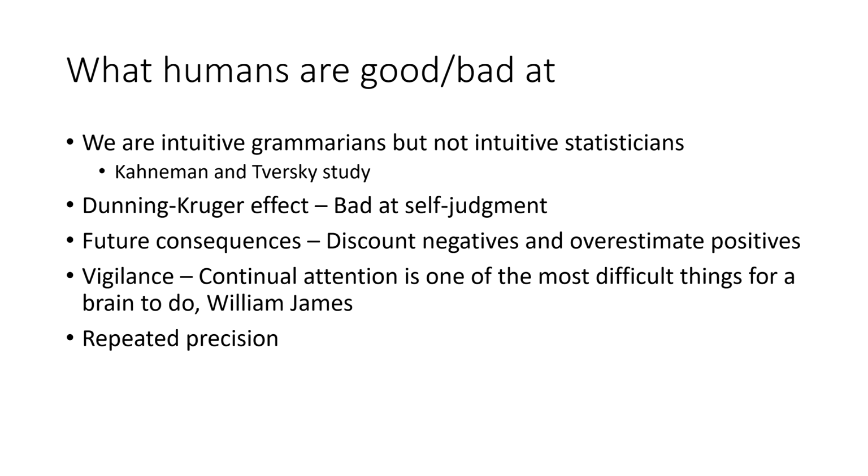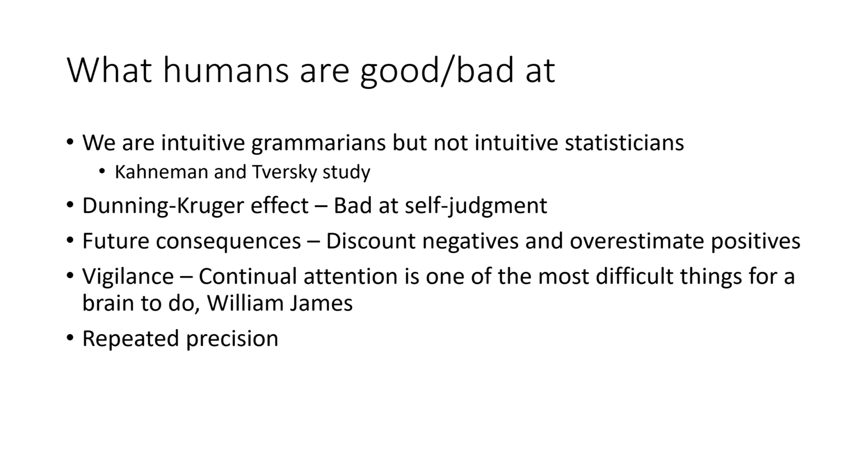Future consequences, or what we might call simulating events into the future. We're not good at that. We tend to discount negatives and overestimate positives. We'll discount the likelihood that we make a mistake or that some negative thing occurs. That's way less likely. It's probably going to work out well.